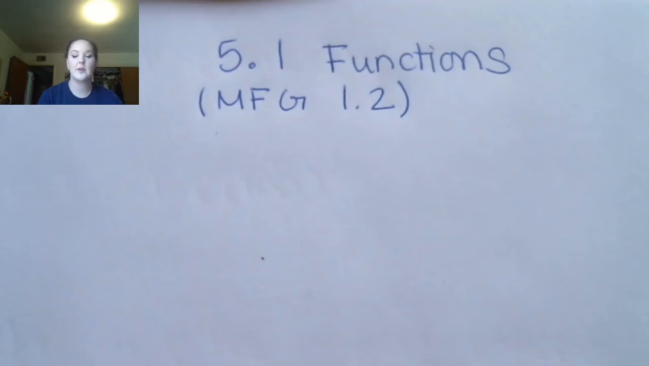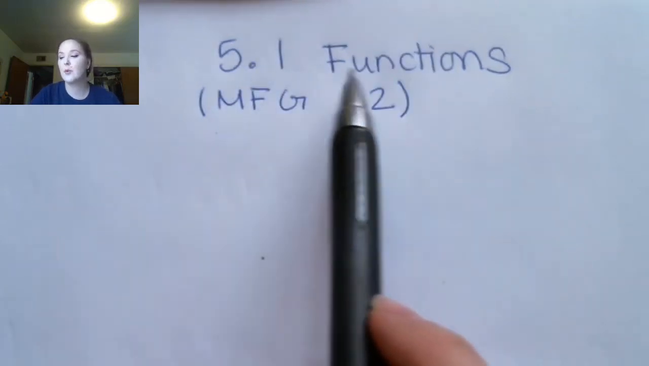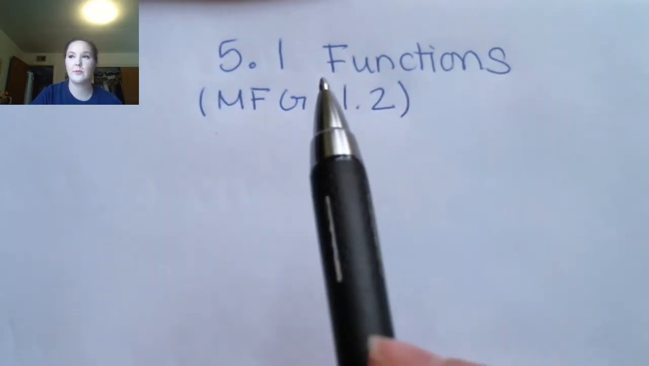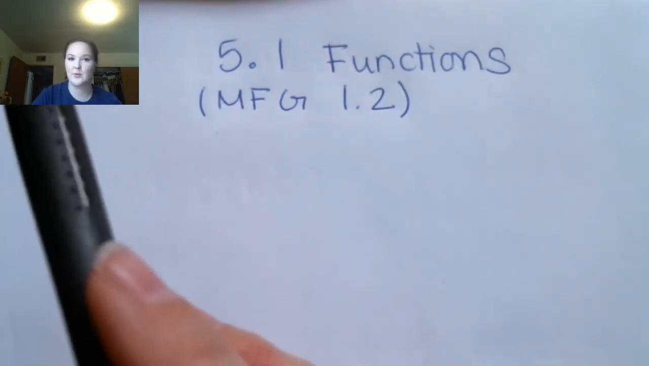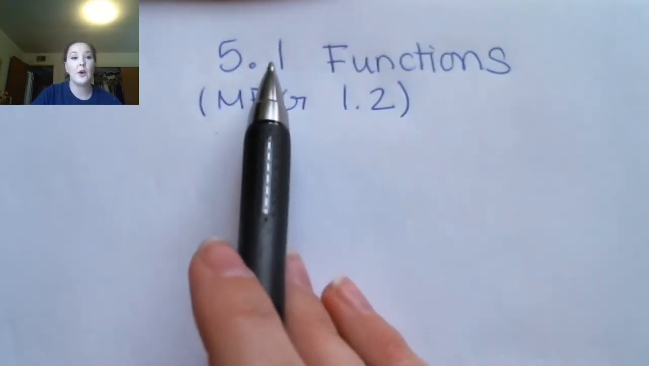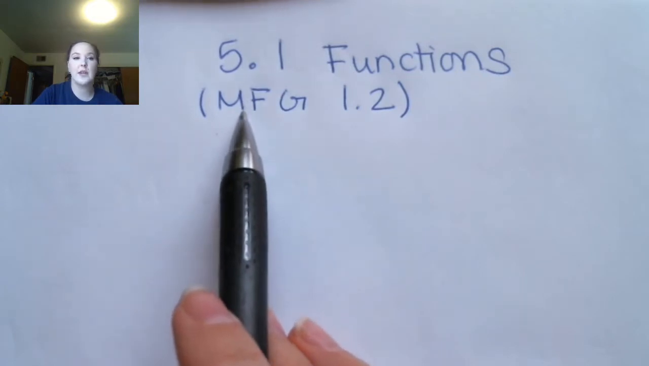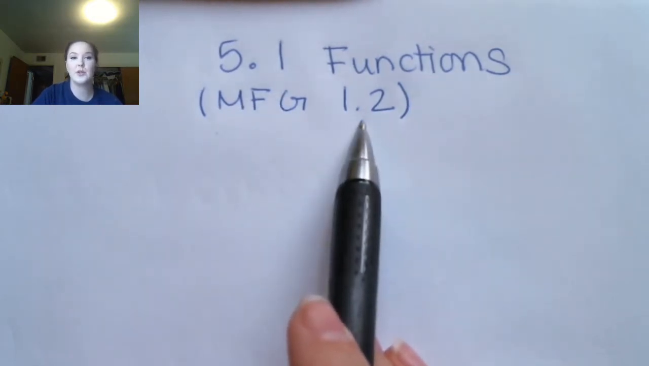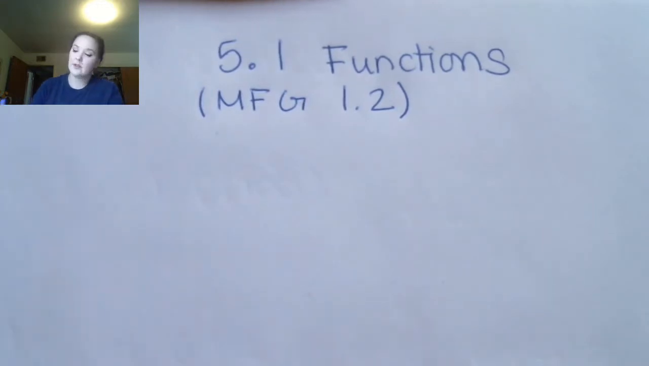Hi, everybody. So we're going to talk about section 5.1. I know that this is out of order from what the traditional book does, where you just go chapter 1, chapter 2, but we're going to do a couple of sections from chapter 5. The homework from this section is going to be from Canvas. It's the modeling functions and graphs section 1.2. Okay, so let's get started.